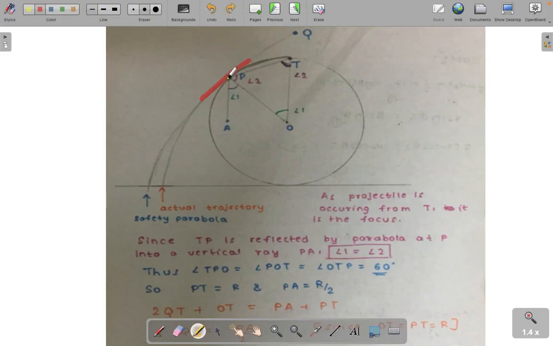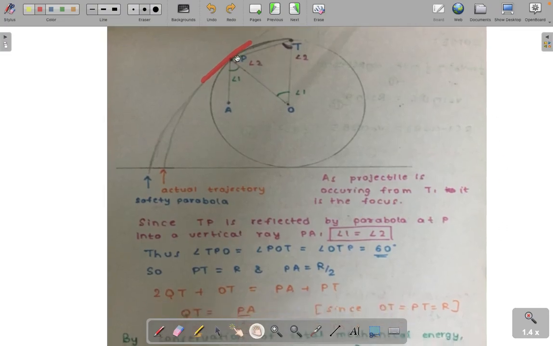Now next, since this is an isosceles triangle, angle 2 is equal to angle P, and since these are parallel rays and this is the transversal, angle 1 should be equal to angle 1. And since angle 1 is also equal to angle 2, all these angles, PTO, POT and OPT, that is angle T, angle P and angle O, are all equal. Thus, it should be 60 degrees each, and this forms an equilateral triangle.